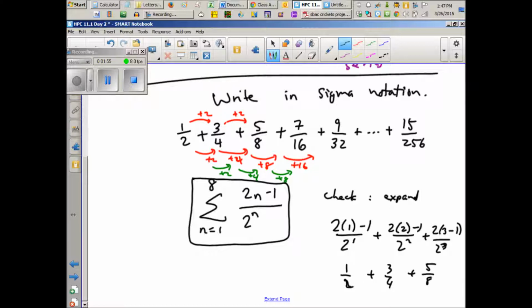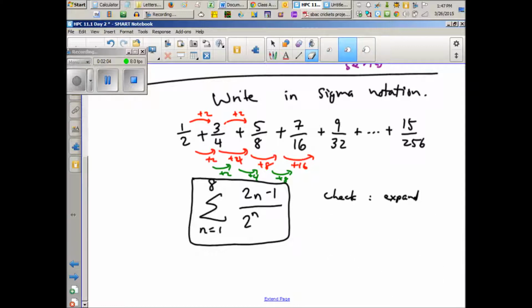And then also, don't forget to check the last term. The last term would be 2 times 8 minus 1 over 2 to the 8th, which gives us 15 over 256, and that works too, doesn't it? So this is how you know your sigma is written correctly.